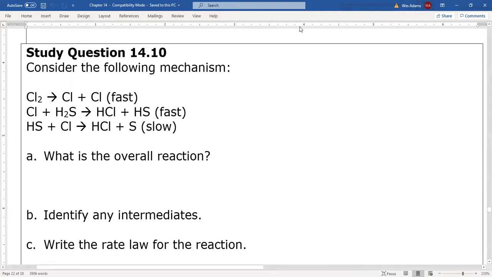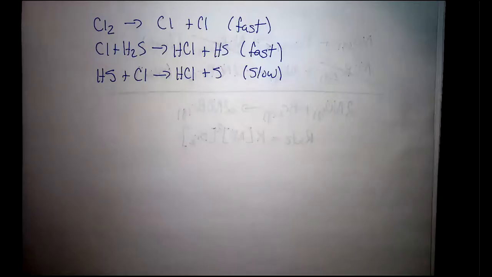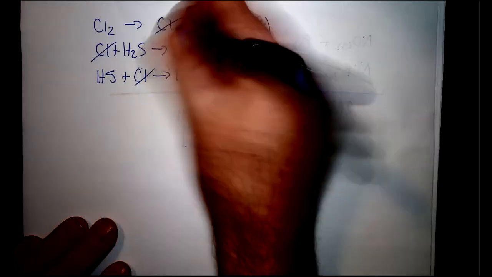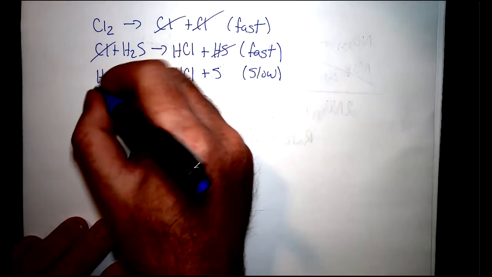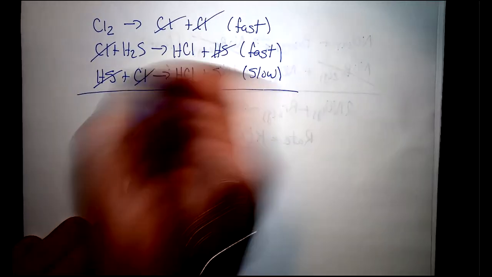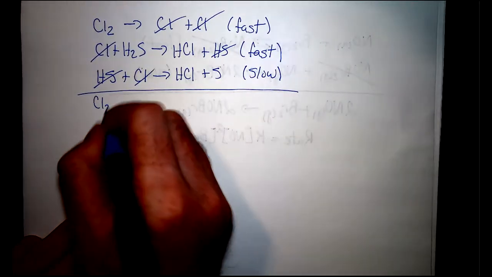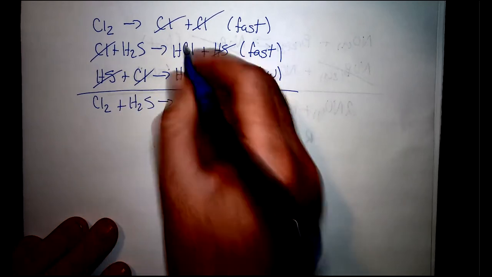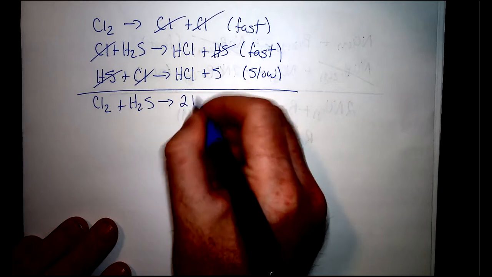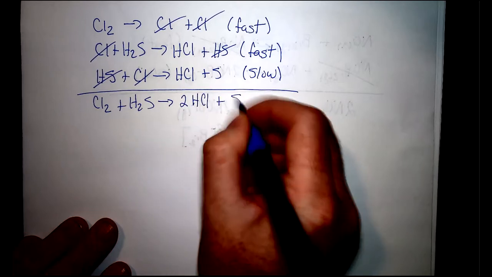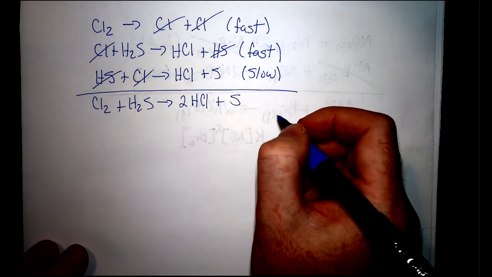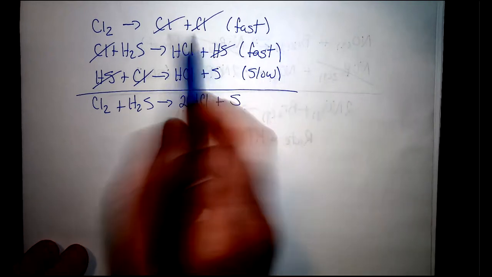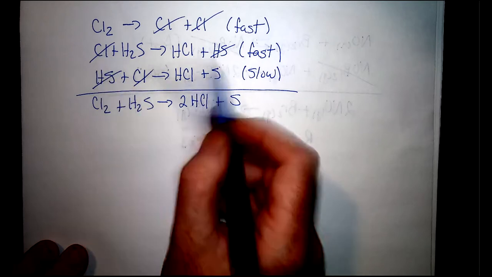So let's take a look at that on paper. And so the intermediates will cancel, the HS and the chlorine atoms. The rest of it will add together. And so we'll say Cl2 plus H2S goes to form, add those together, 2HCl plus sulfur. And so that would be our balanced reaction. Again, the chlorine atoms and the HS are intermediates.